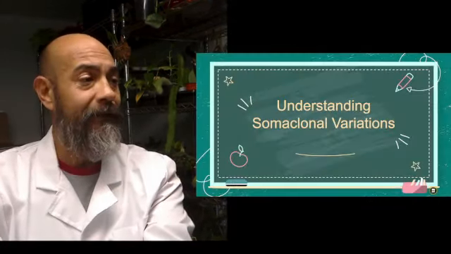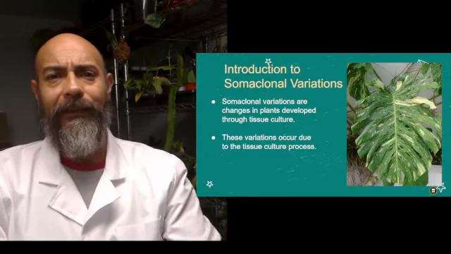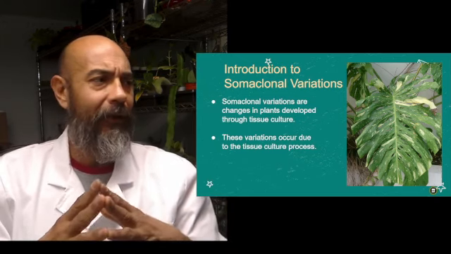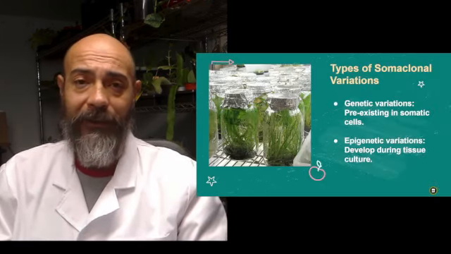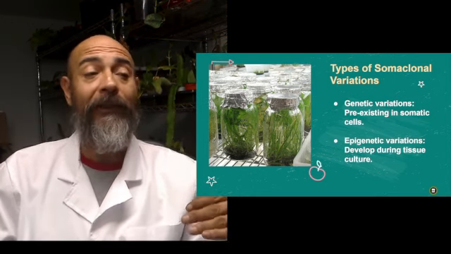On today's video, we will be answering one of your questions. The question that I received the most is, why do tissue culture plants look different than traditionally grown or traditionally propagated plants? The answer to that is somaclonal variation. Somaclonal variation is a process that happens during the tissue culture process. And there are two different types of somaclonal variation. The two types are genetic variation and epigenetic variation.